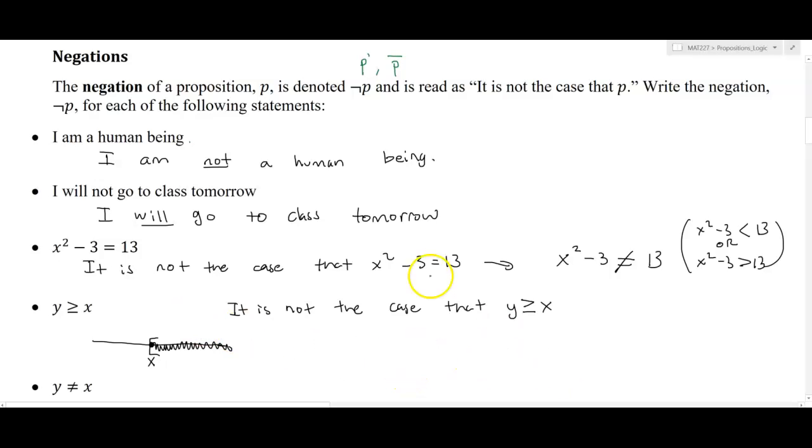Well, if it's not greater than or equal to x, that means the only other possibility is that y is less than x. And this is just a parenthesis to indicate that it cannot be equal to x, but it can be less than x. So if y is not bigger than or equal to x, that means y is less than x. That's the only other possibility.